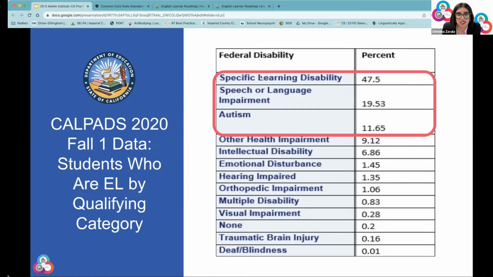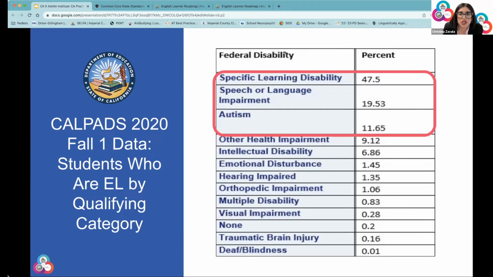something to think about as an administrator when looking at your own data at your sites, if you are noticing a high number of referrals, and really taking note of what primary area they are qualifying under. Are you able to review with the team the psychoeducational evaluation that was conducted, and was the team able to tease out whether the student is presenting academic difficulties due to a learning difference, or presenting a true disability in their primary language and second language acquisition of English?